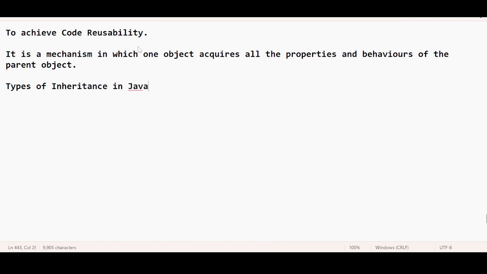Types of inheritance in Java. We have single inheritance. We have multiple inheritance. Remember this. We have hierarchical inheritance. Forgive my spelling. We have hybrid inheritance.